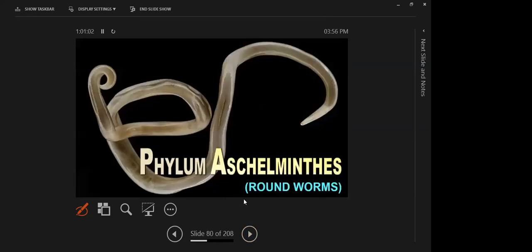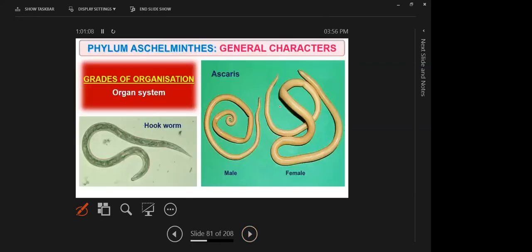Now coming to the Aschelminthes, they are roundworms. So those are flat, these are round. That's all the difference. So here you can see. This is a very important question asked in your practicals also. You will study this. So the male has, can you see the male tail end? Yes. So this is head, this is tail.